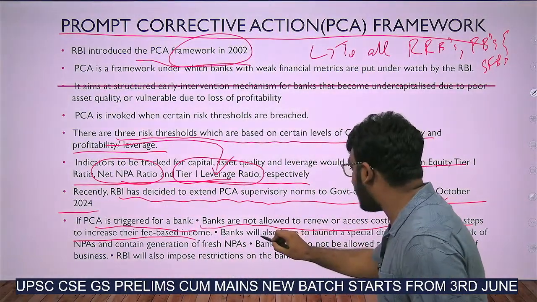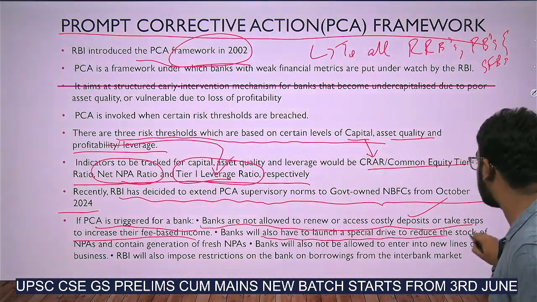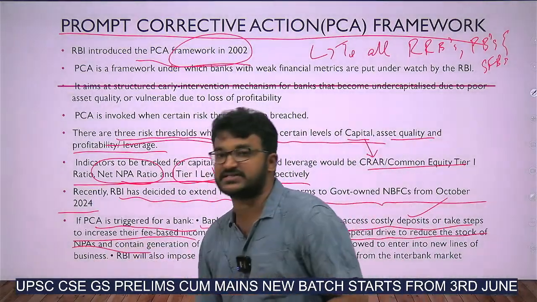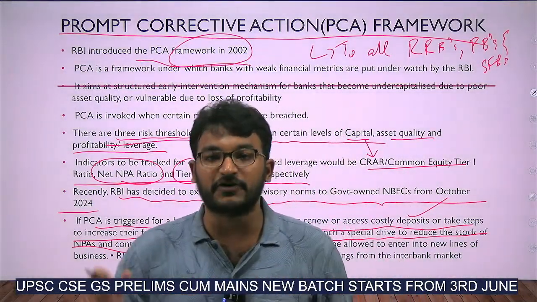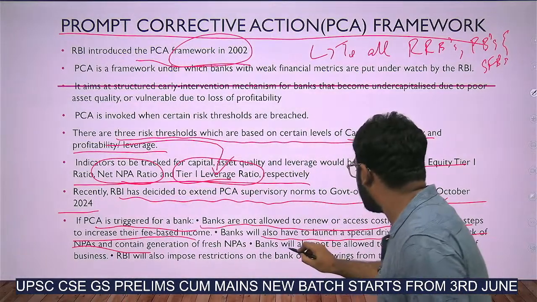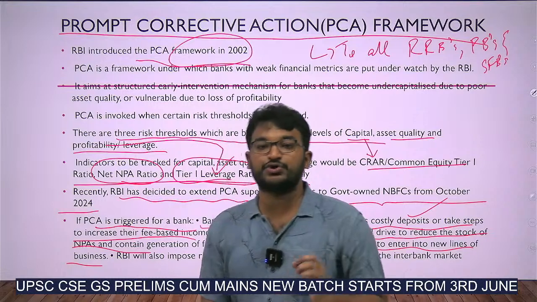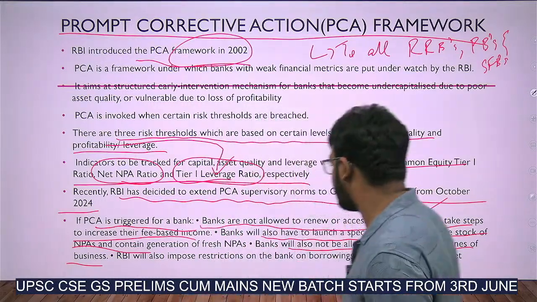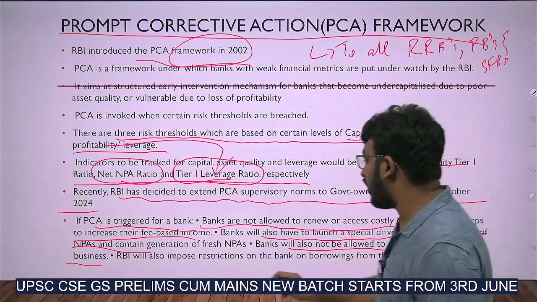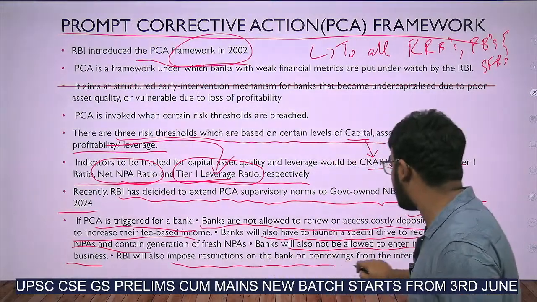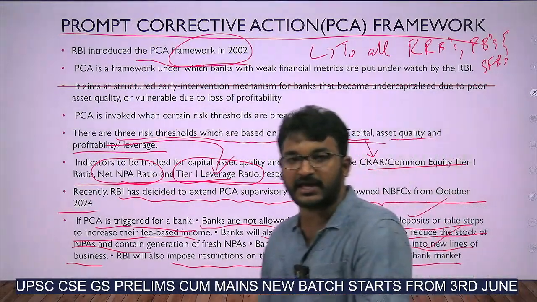Next, banks should launch a special drive to reduce the stock of NPAs. They need to take extra effort to reduce NPAs. Banks will also not be allowed to enter into new lines of business. No new business will be allowed by the banks. Next, there will also be imposition of restrictions on the banks on borrowings from the interbank market.